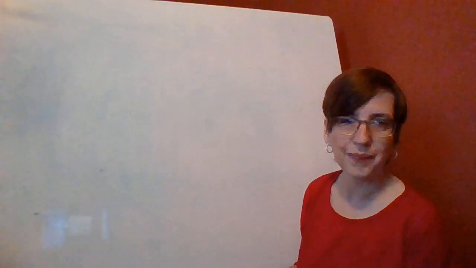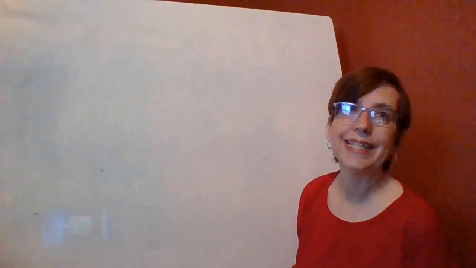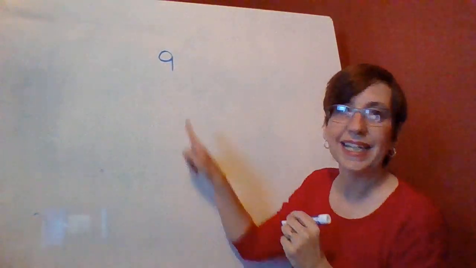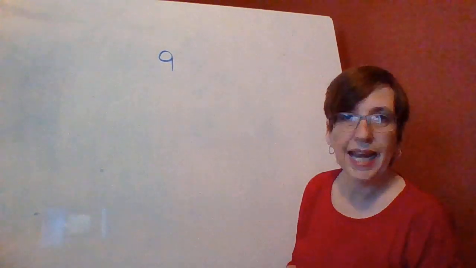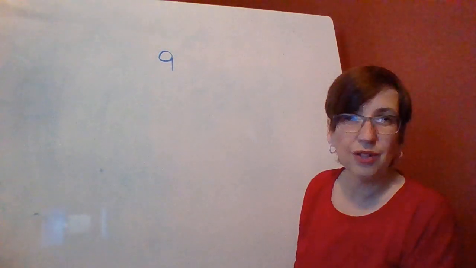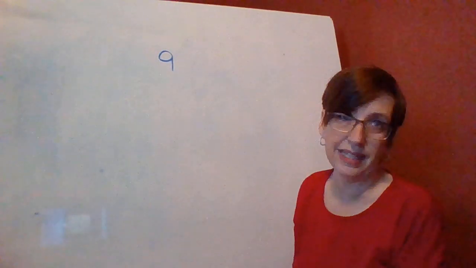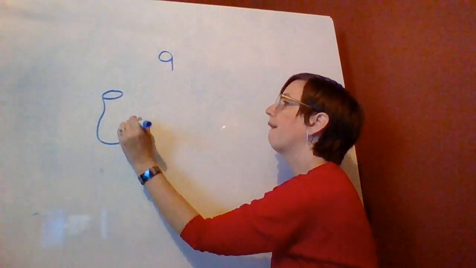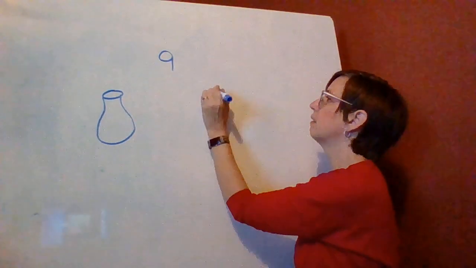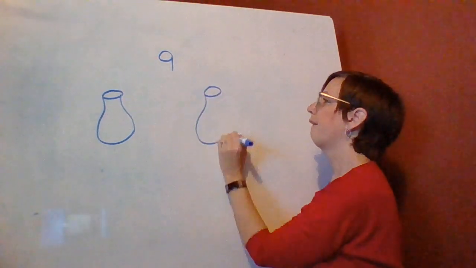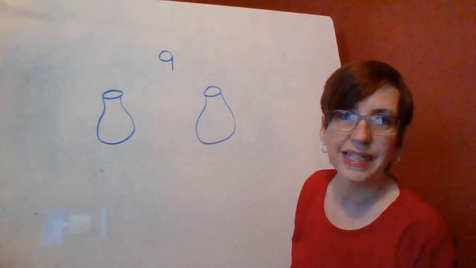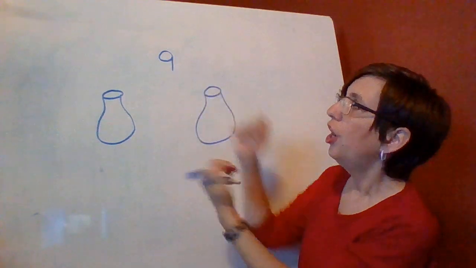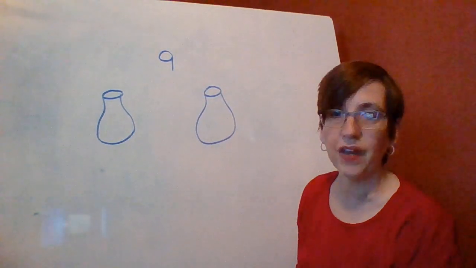let's see if we can figure out this problem together. All right, our friend Susan, she has 9 flowers. I'm going to put this up here so we can remember. She has 9 flowers. Now, she wants to put those flowers into 2 different vases. So, I'm going to draw a vase. One vase. 2 vases. Now we have to decide how she's going to divide her 9 flowers between these 2 vases.